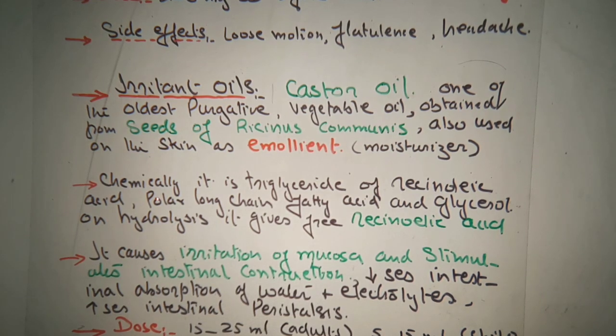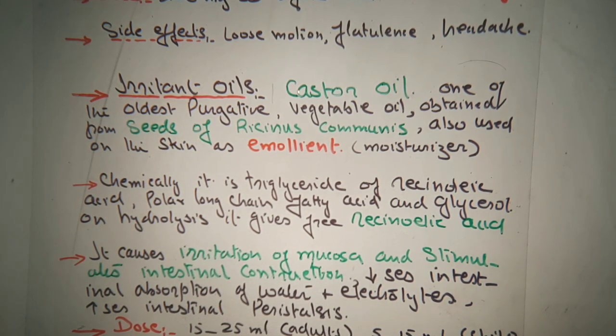Now next is the irritant oils. Irritant oils, I have told you that castor oil is the most important. It can be used in children and in adults. Castor oil is one of the oldest purgatives in the old era. There are so many medicines which can be used as a purgative, but castor oil is one of the most important, the oldest purgative.